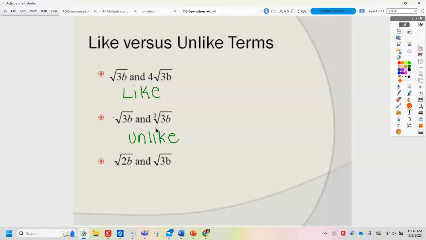Is the square root of 2b a like term to the square root of 3b? Do they have the same index? Yes. Are they like underneath the radicals? Is 2b the same as 3b? No. Unlike terms.